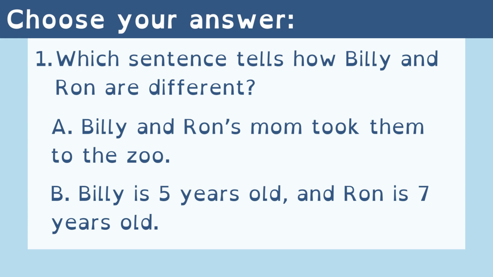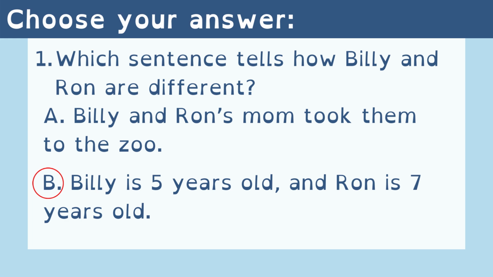Number one, which sentence tells how Billy and Ron are different? A. Billy and Ron's mom took them to the zoo. B. Billy is 5 years old and Ron is 7 years old. And the answer is letter B. Billy is 5 years old and Ron is 7 years old.